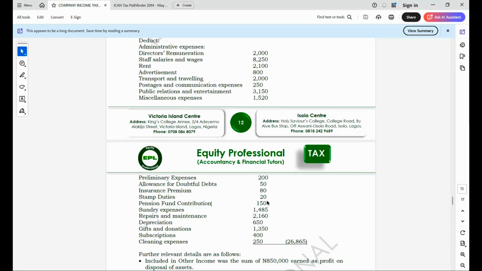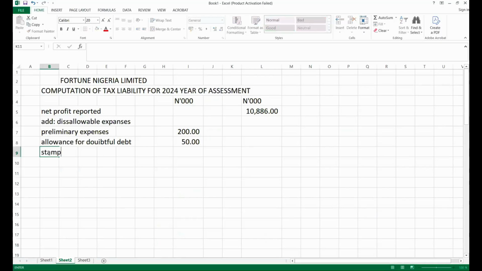Then stamp duties. Stamp duty is a disallowable expense. So any form of taxation is disallowable. So we have a stamp duty, it's also a disallowable expense. How much? 20. Stamp duty, 20. We have it as well.